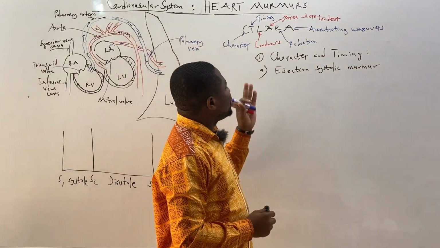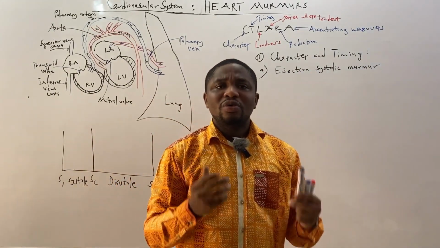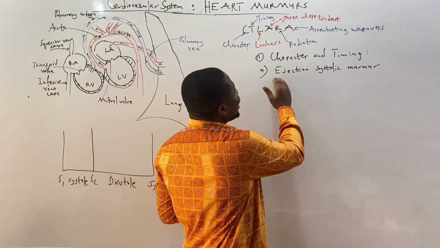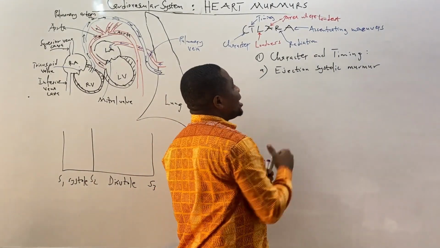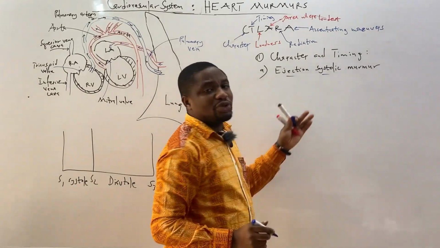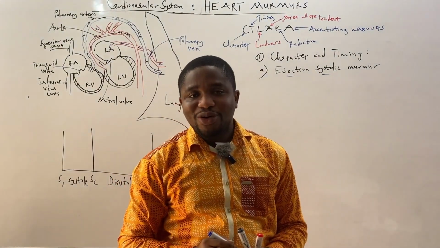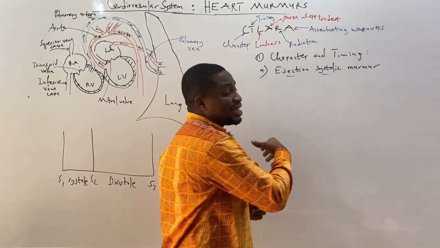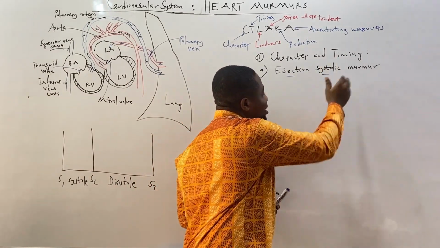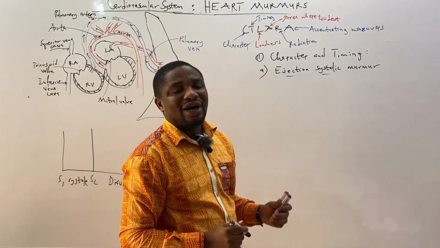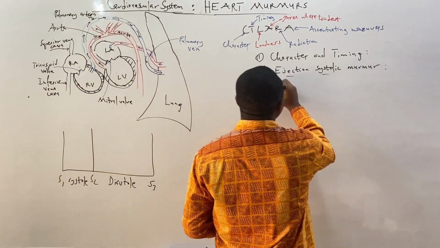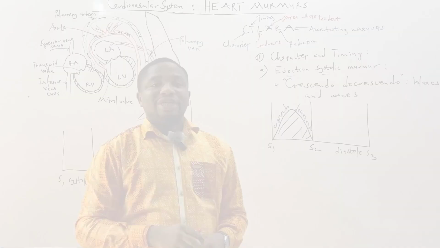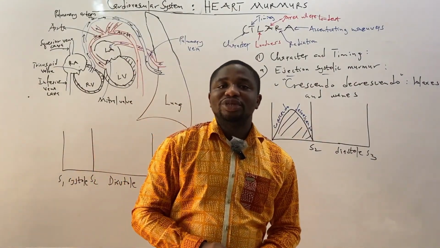Now, with regards to the ejection systolic murmur, what is the character? The character becomes the ejection, and the timing becomes systolic. The timing is always in reference to which phase of the cardiac cycle you would hear that murmur. So the character is ejection, and the timing is systolic. Usually, ejection systolic murmurs can be described in a particular manner: a crescendo-decrescendo murmur.